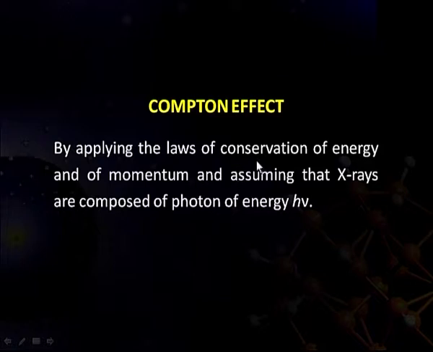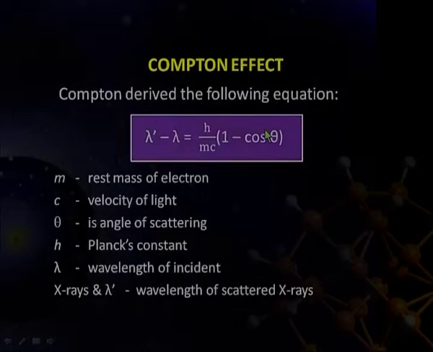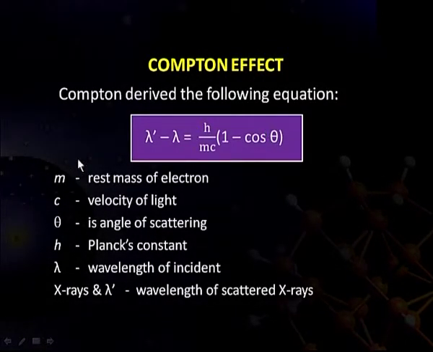By applying the laws of conservation of energy and of momentum, assuming that X-rays are composed of photons of energy h nu, Compton derived the following equation: lambda dash minus lambda is equal to h upon mc into 1 minus cos theta, where m is the rest mass of electron, c is the velocity of light, theta is the angle of scattering, h is the Planck's constant, lambda is the wavelength of incident X-rays, and lambda dash is the wavelength of scattered rays.